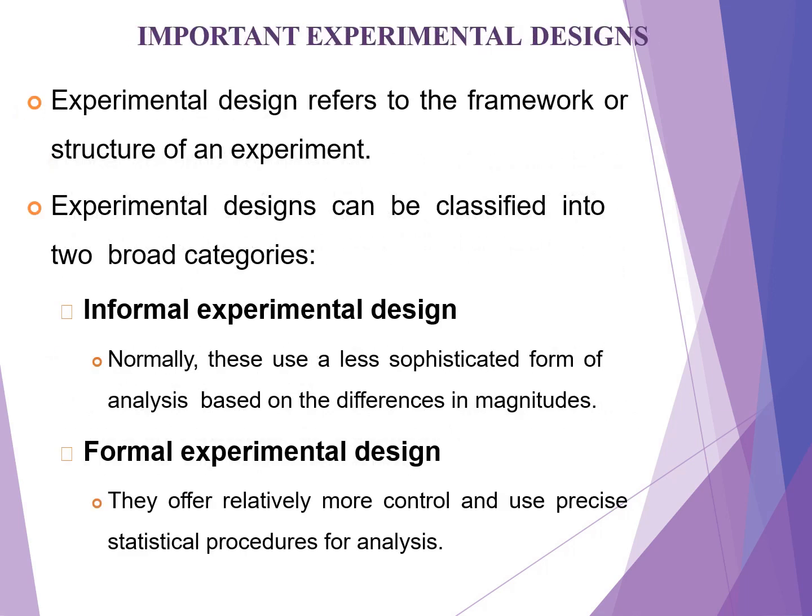Experimental design refers to the framework or overall structure of the experimental research, and it is classified into two major types, that is informal experimental design and formal experimental design. The informal experimental design is a less sophisticated form of analysis based on the difference in magnitudes, whereas formal experimental design offers relatively more control and uses precise statistical procedures for analysis.